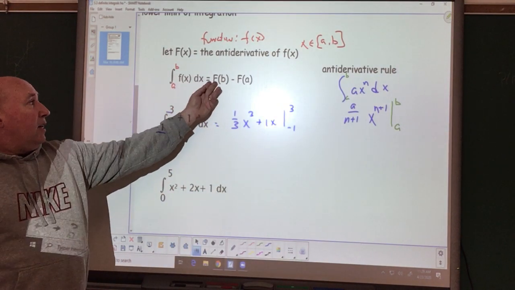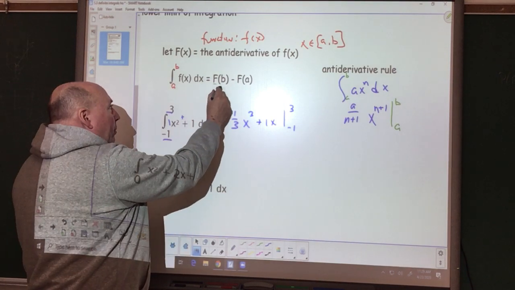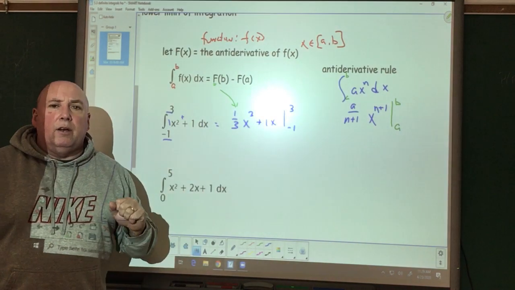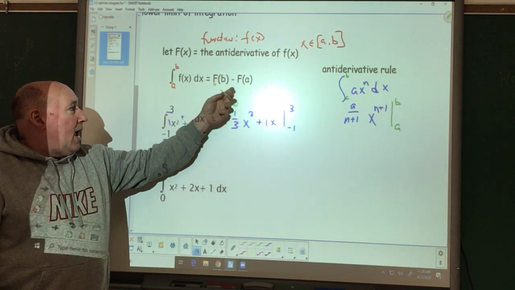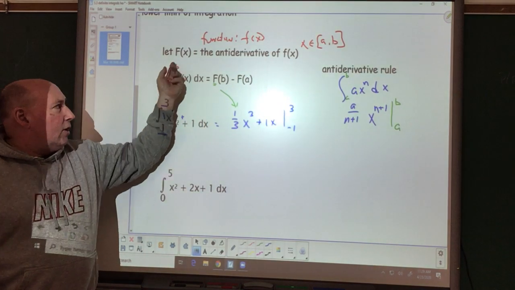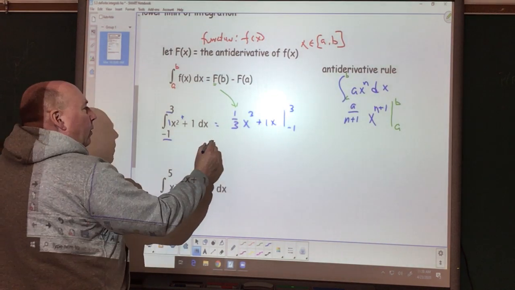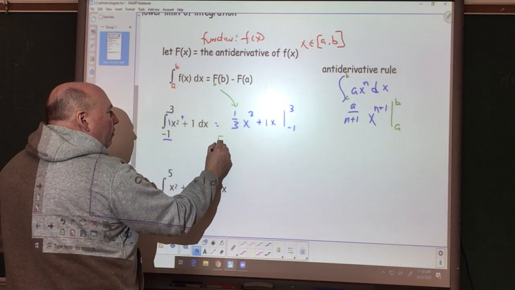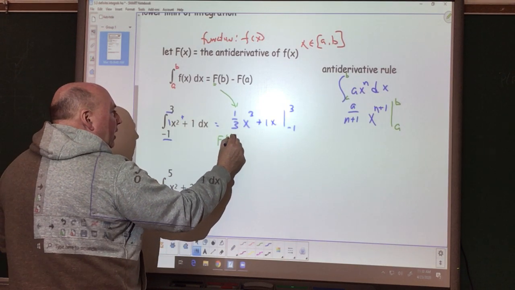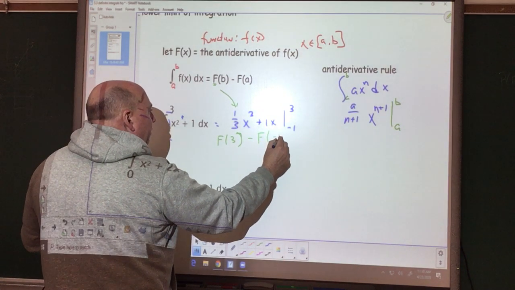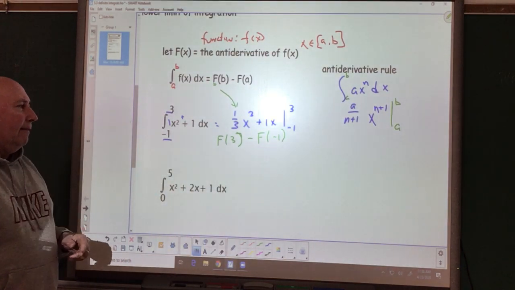So what this is here, the capital F is our antiderivative, which is what we just calculated here. Our A and B is our limits of integration that we're dealing with here. So we need to evaluate our antiderivative at 3 and subtract off the antiderivative at -1.